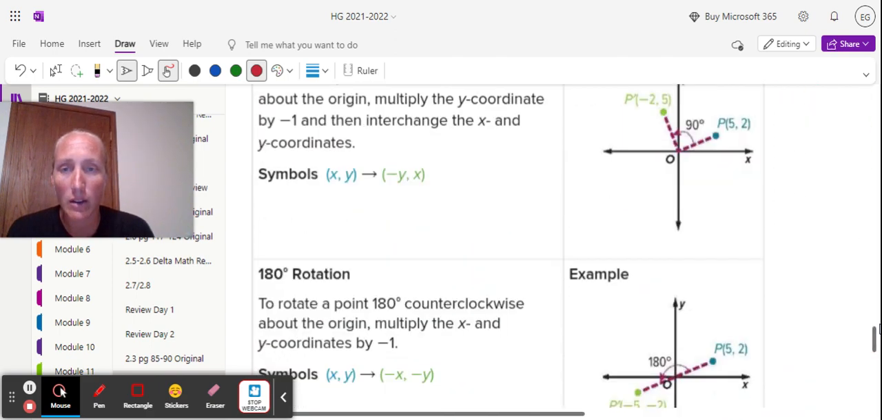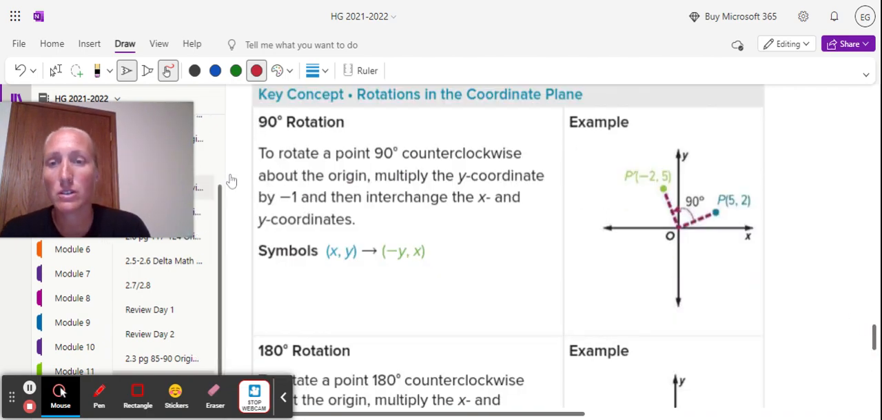So let's see what we have here. Your first one here, a 90-degree rotation counterclockwise, actually does have a rule that it follows if you want to memorize it, and you have some symbols that you can memorize as well as to what happens.